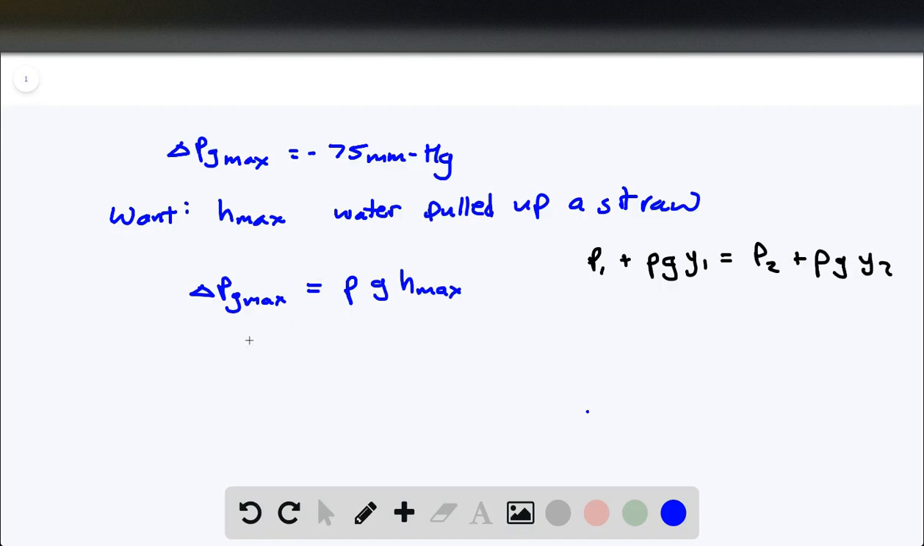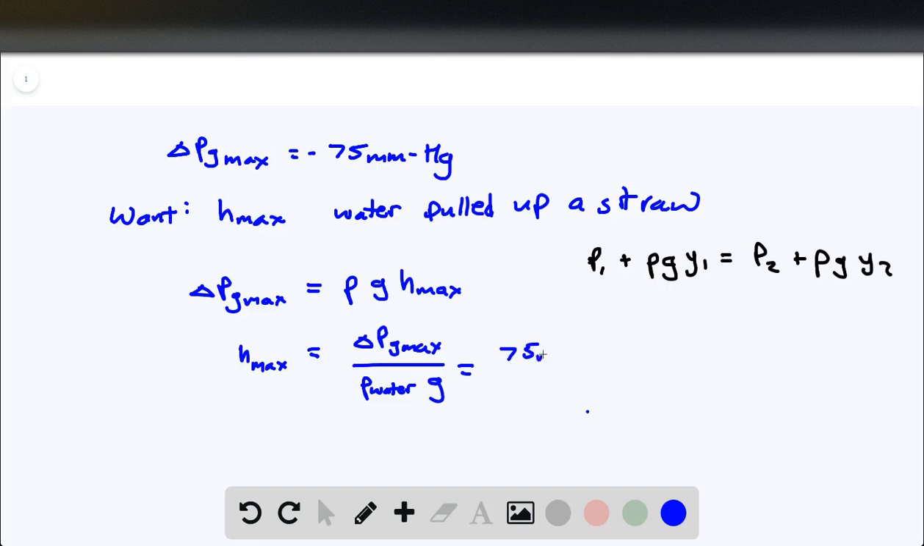And we can just rearrange this equation so that we have it as an equation for the maximum height, which is what we want to find. So the change in pressure is something given to us. The density we use is the density of water, so I'll write that as rho water times g. So we can just plug these numbers in.